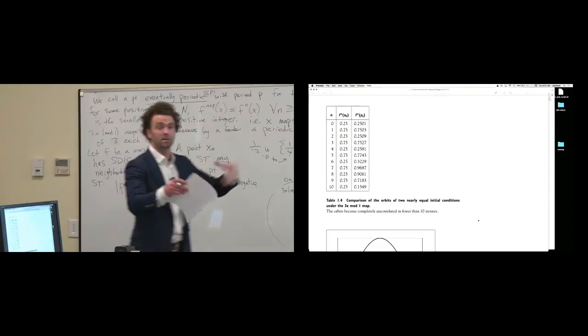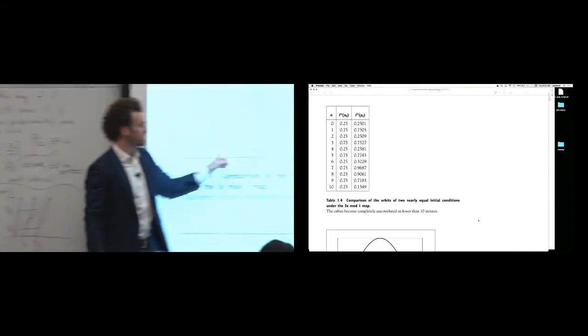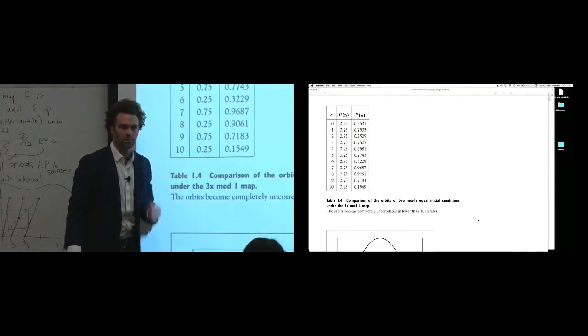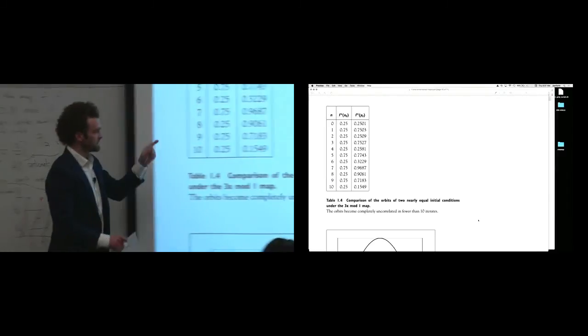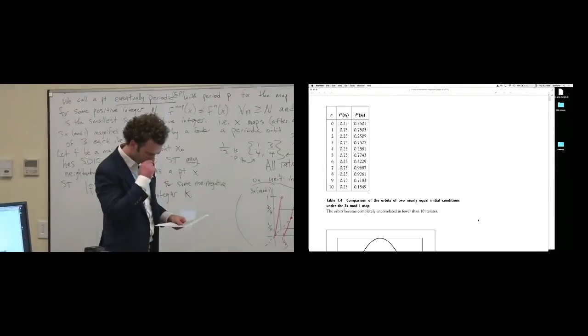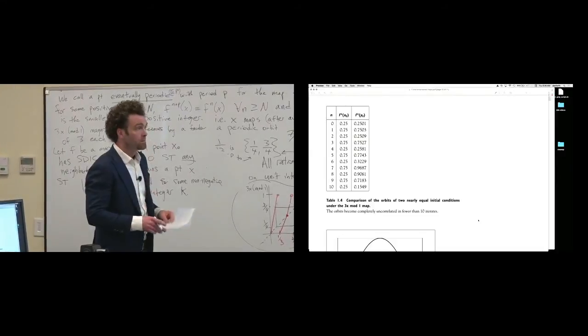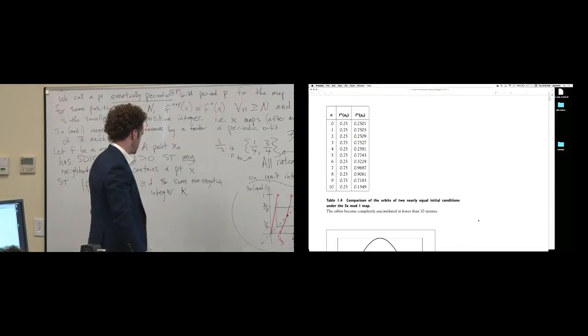So yeah, maybe this orbit right here will eventually get as close to either of these as you want, but that's like 1,000 iterates from now. Sensitive dependence. Questions?